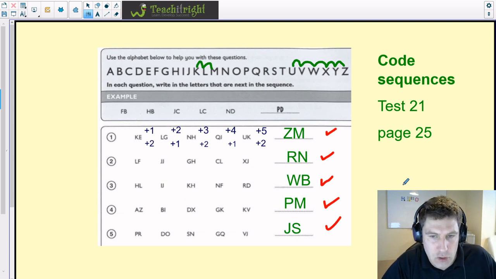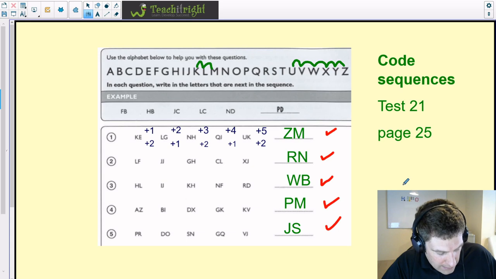So if we look at question 2, where we got RM, the first letter went -2, -3, -4, -5 and -6. The second letter was +4, -2, +4, -2 and then +4. Okay. Number 3, so any that you got wrong, just listen carefully to what those jumps were, because that may be where we made the error. So we weren't quite able to identify the pattern, or we counted inaccurately.